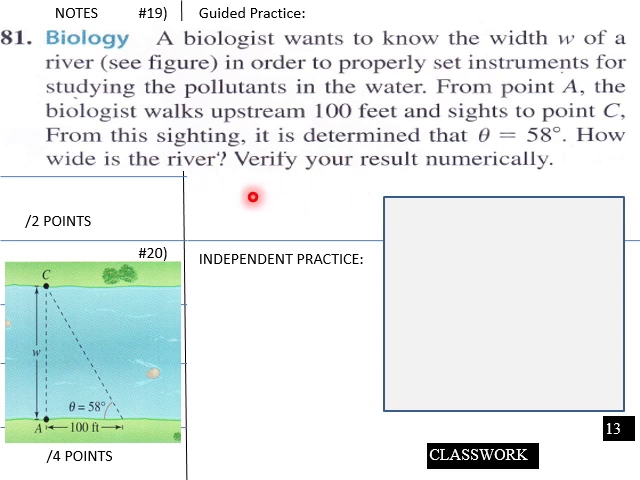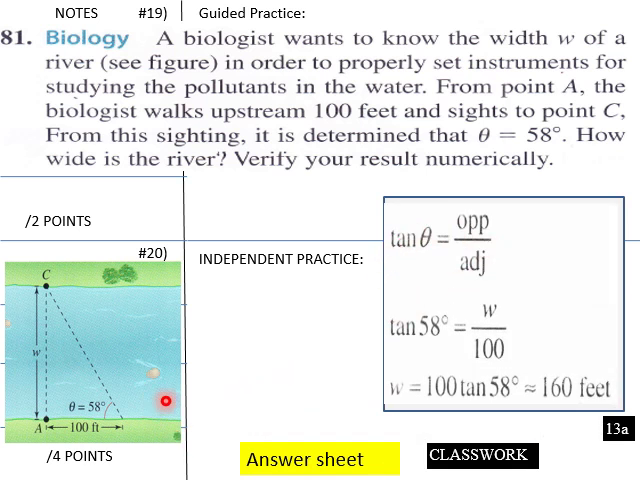Verify your result numerically. So to do that, we're going to use our tan function here. And what we're going to do, how wide is the river? We need to find this. So we are looking here from our 58 degree, look back here to see. So tan 58, which is opposite over adjacent, so it will be W over 100. So when we solve for W here, W equals, this 100 will move over here, 100 tan 58 degrees, and then when you crank that out of your calculator, you come up with 160 feet for that.